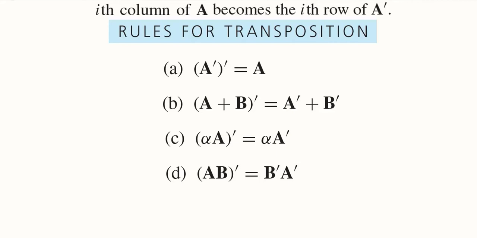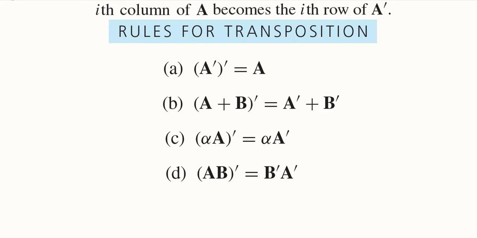Now there are rules of transposition, and here if we take the transpose and then another transpose, it will become A. It is simply that if we convert the rows into columns and then again columns into rows, it will be back again in its original form. So this is why it will be equal.